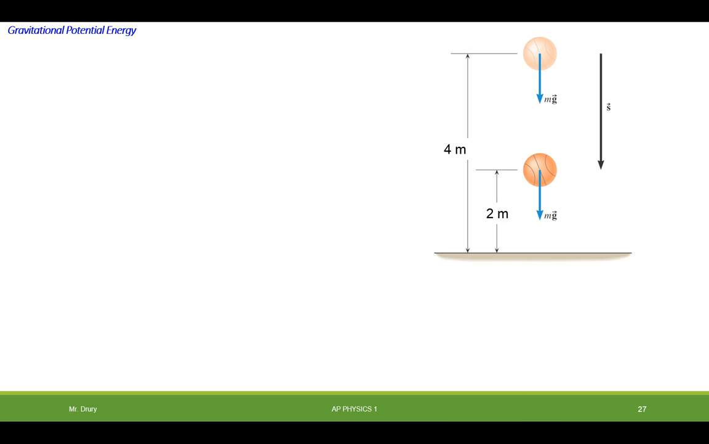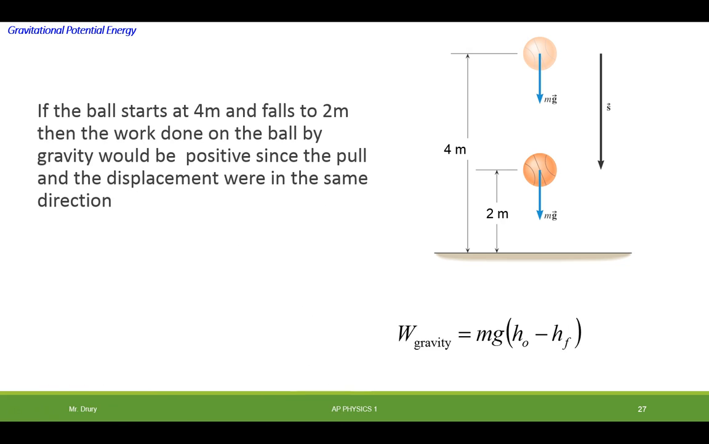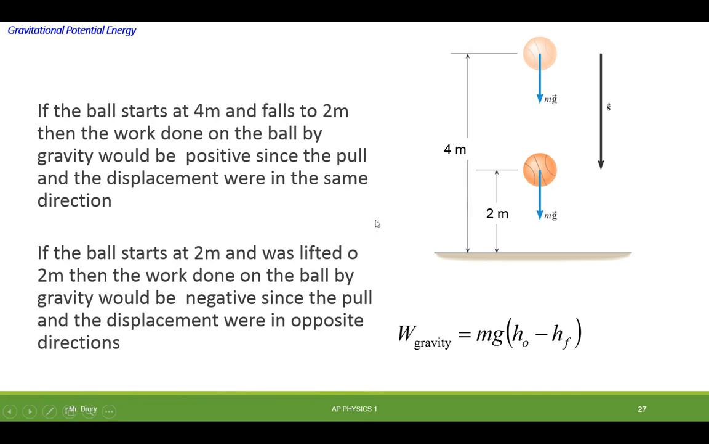So let's look at it a little closer. All right. Here's our equation for the work due to gravity. mg, which is the force, HO minus HF, which is the distance. If the ball started at 4 and falls to 2, then the work done on the ball by gravity would be positive, since the force and the displacement are in the same direction. If the ball started at 2 and was lifted against gravity, then the work would be negative.